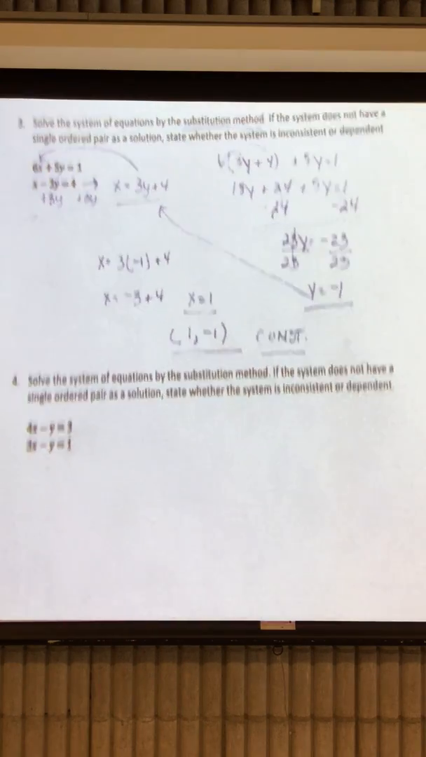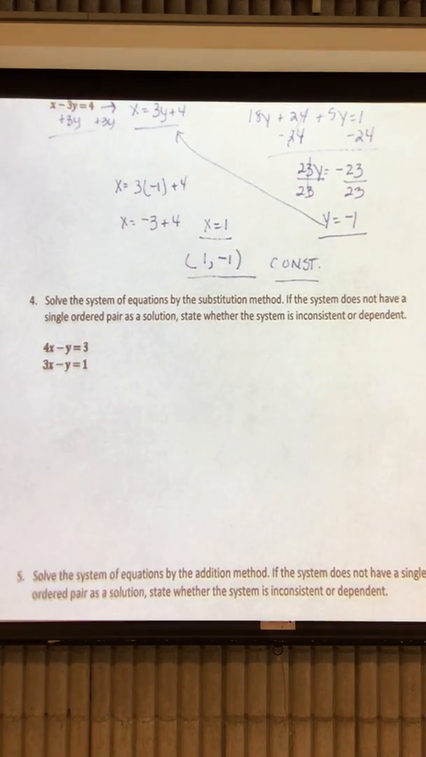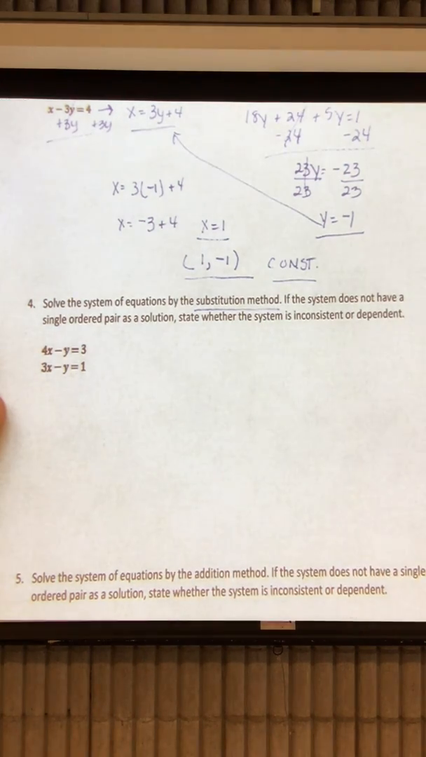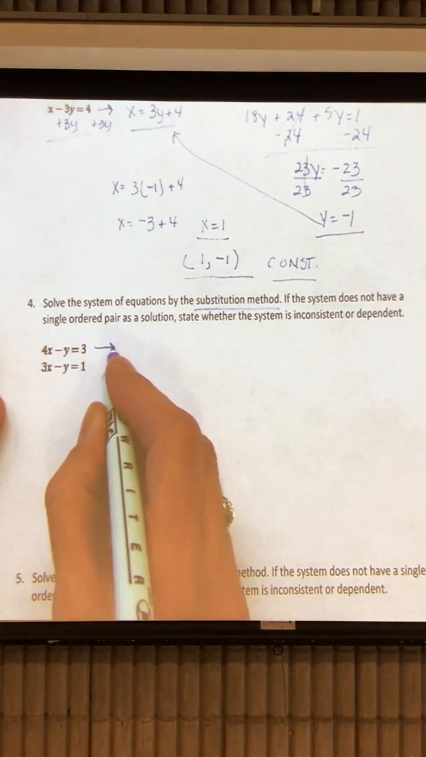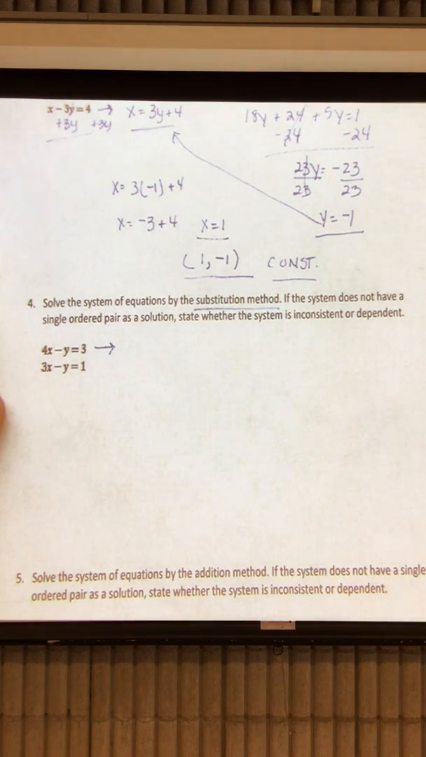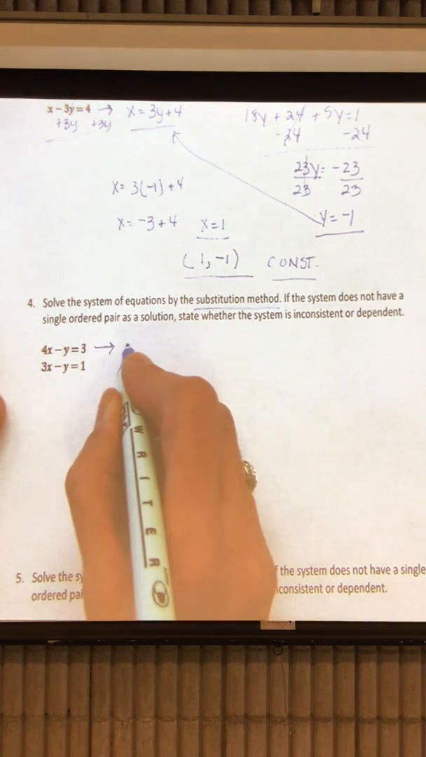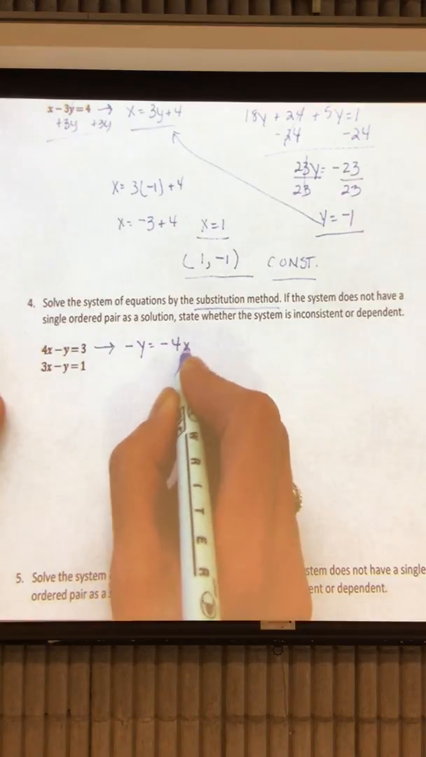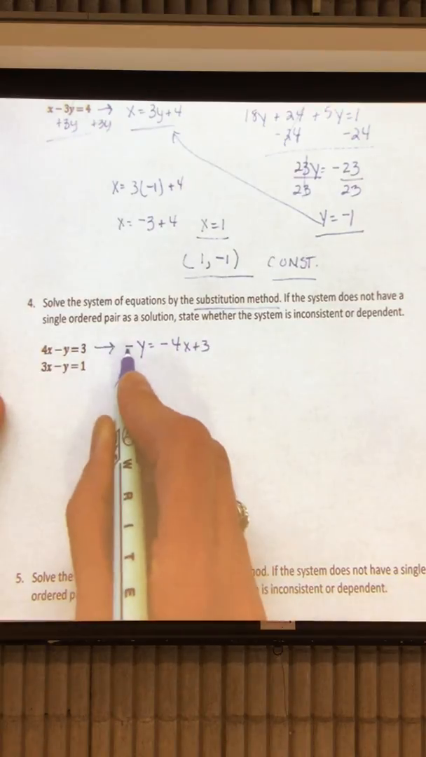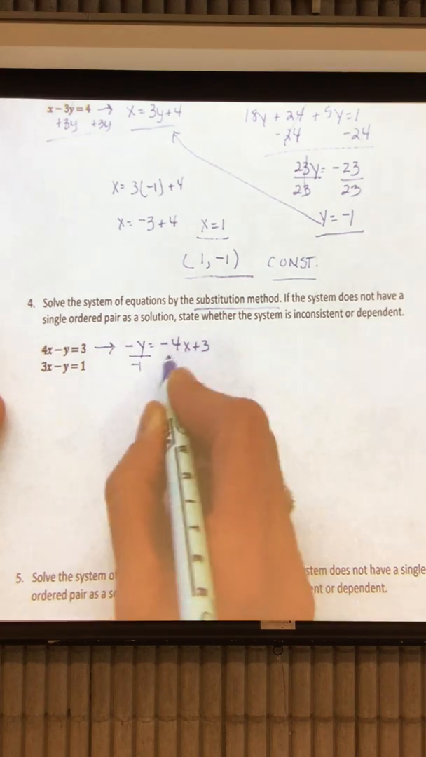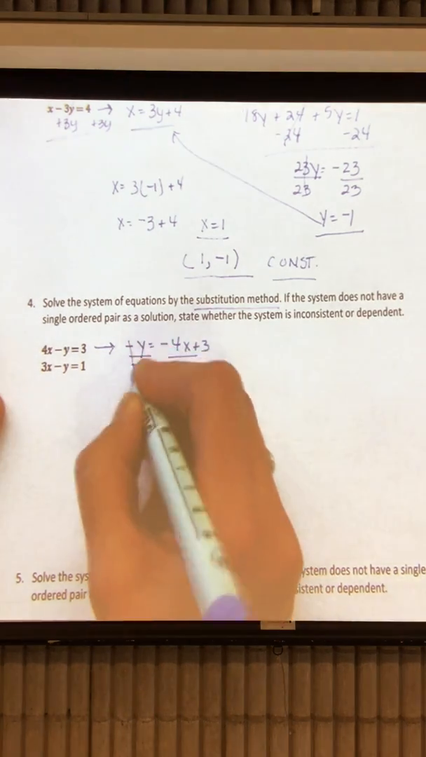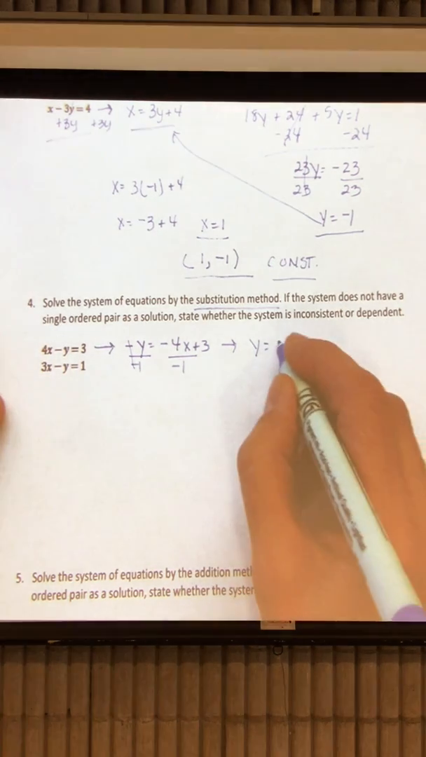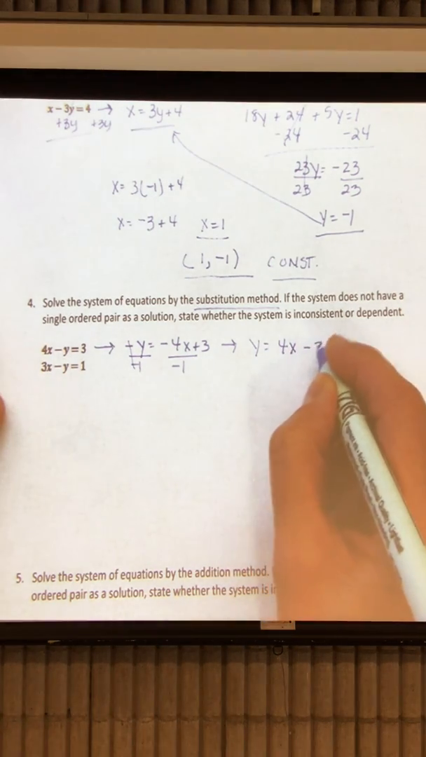Now moving on to number 4. Again, let's solve the system by the substitution method. So that means we need to rewrite one of the equations. So let's rewrite the first one and solve for y. So we have negative y is equal to negative 4x plus 3. Again, we can't have a negative, so let's divide both sides by negative 1, which makes this positive: y is equal to 4x minus 3.